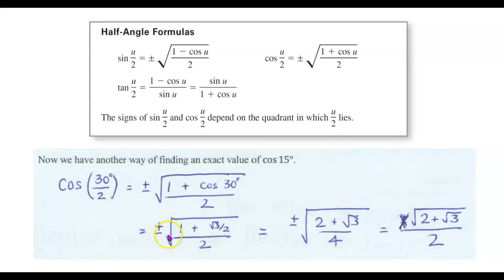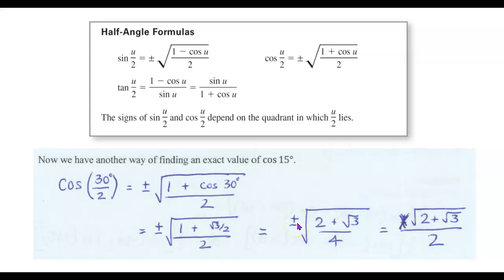And then we've got plus or minus the square root of 1 plus the square root of 3 over 2 all over 2. I can simplify that complex fraction by multiplying everything on the numerator and everything on the denominator by 2. That gives us a 2 plus square root of 3 over 2 times 2 is just the square root of 3 over 4. And then we have the square root of the numerator, square root of 2 plus the square root of 3, over the square root of the denominator, square root of 4 is 2.